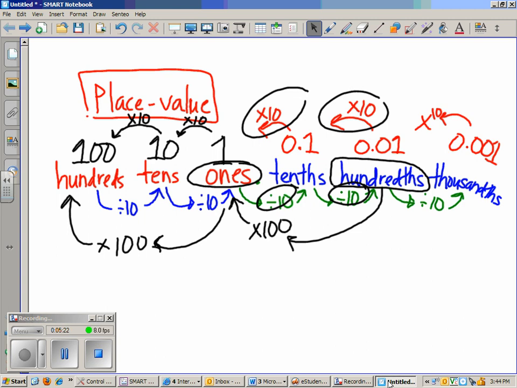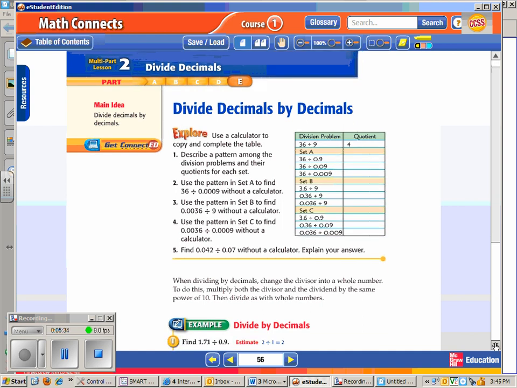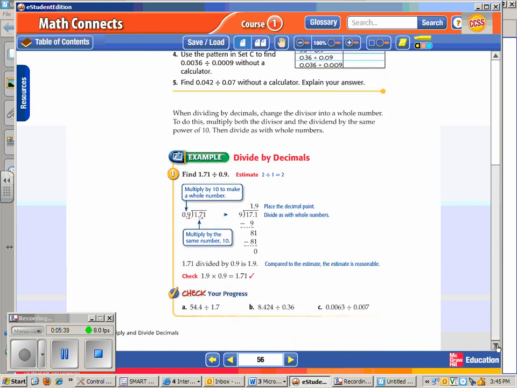So let's go to our workbook. This first part, you're going to have calculators tomorrow, and we're going to work together with the calculators and look at patterns in division. But for the sake of this video, I want to spend some time just talking about what's happening and what the algorithm looks like when we're dividing by decimals. So let's just look at the definition that the book puts in front of us.